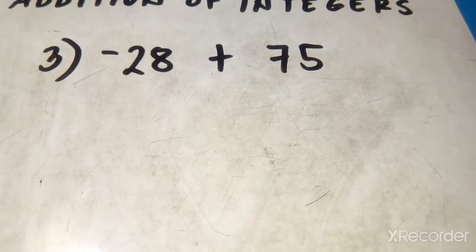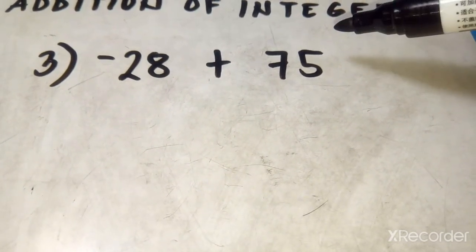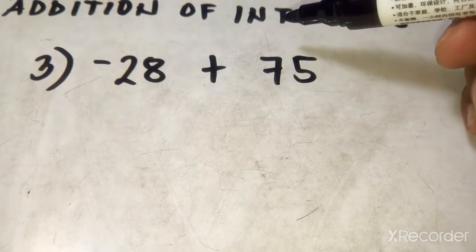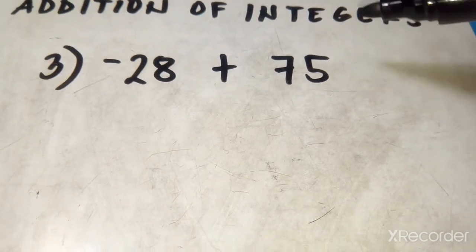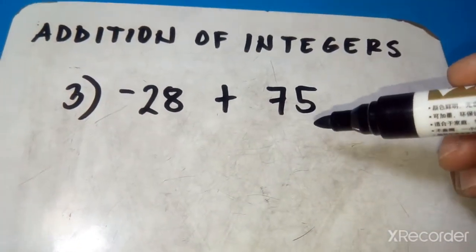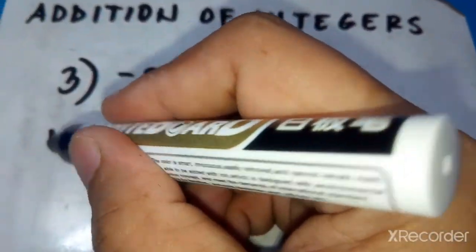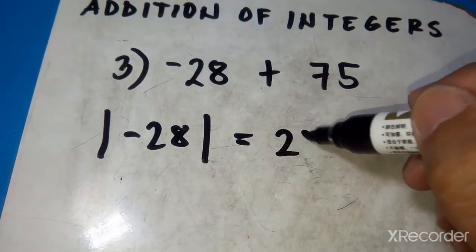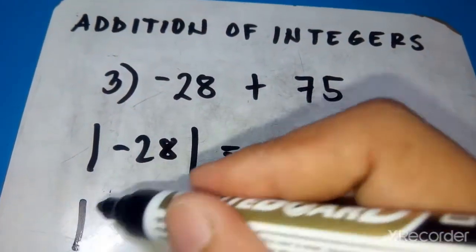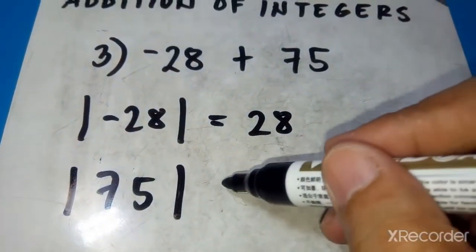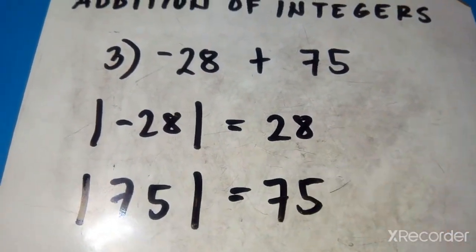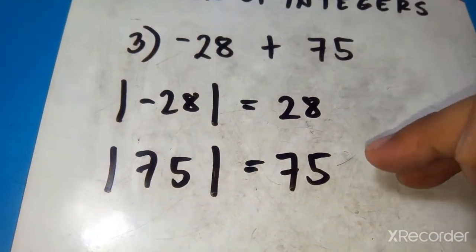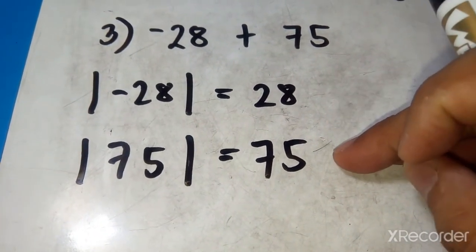Okay, so in subtracting their absolute values, subtract the smaller value from the bigger value. So let's first take the absolute value of each addend. So the absolute value of negative 28 equals 28, and the absolute value of 75 equals 75. Okay, but it was stated there that we subtract the smaller absolute value from the bigger absolute value.